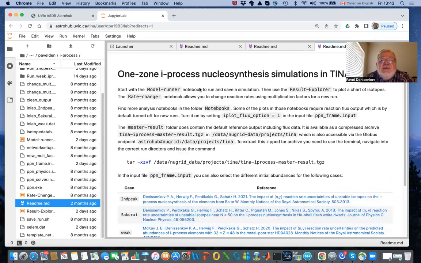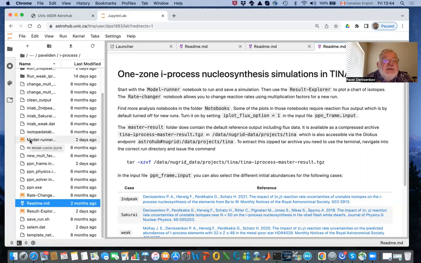As the first sentence explains, you are supposed to use 3 notebooks in the corresponding directory. Each of these directories, iProcess, Nova, X-ray burst, and core-collapse nucleosynthesis, has 3 main notebooks, which are called model runner, result explorer, and rate changer. So when you're in one of these directories, you first read the corresponding README file, then you start these 3 notebooks, you find them here.